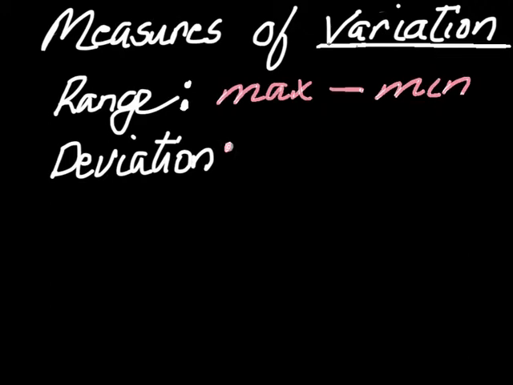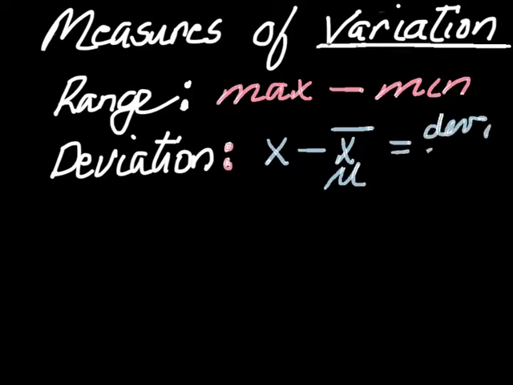What's a deviation? Well, a deviation is taking one element of a data set, say x, and subtracting the mean of the data set, the sample mean or the population mean, from that data point x. This will be equal to the deviation of x, and it just tells us how far a data point is from the center of the set of data.